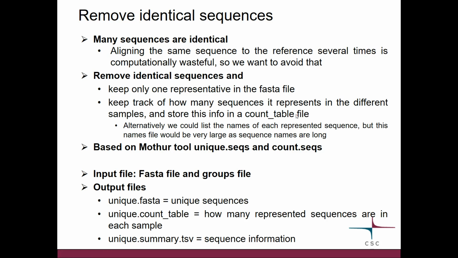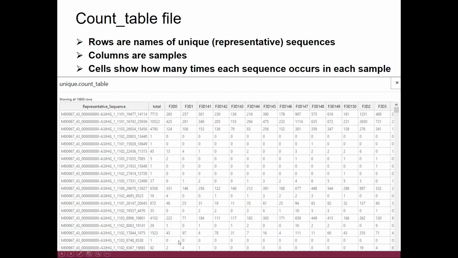The Chipster tool Remove identical sequences is based on the mothur tools unique.seqs and count.seqs. And as output, you get your unique sequences and this count table, which we are going to have a look at in a minute, and a summary file.